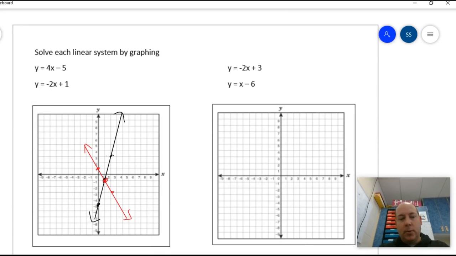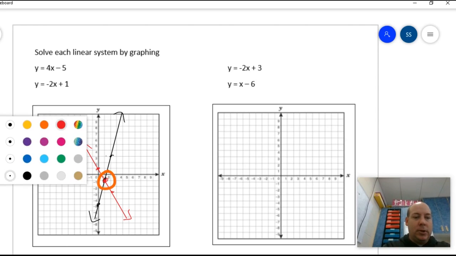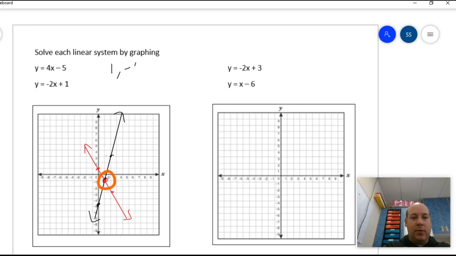Okay, so it appears that the intersection point is right there. It's at 1, -1. Okay, let's double check that and make sure that's accurate. So I'm thinking it's at 1, -1. All right, if I try that, so plug those in. So y equals 4x minus 5, so -1 equals 4 times 1 minus 5. Well, 4 times 1 is 4. 4 minus 5 is -1, so I know it works there.